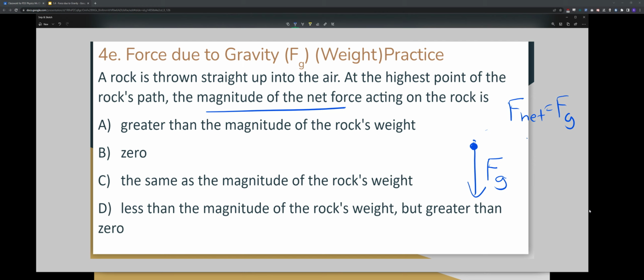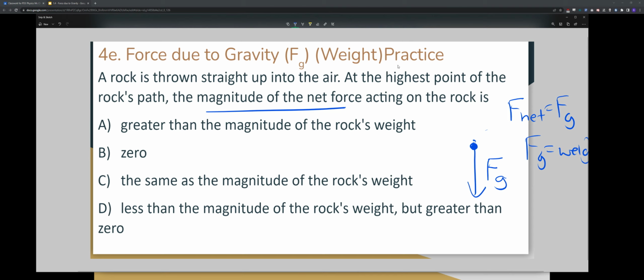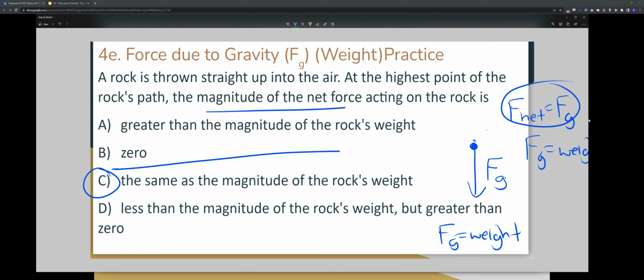And again, force due to gravity is another name for weight. So if your net force is your force due to gravity, then the magnitude of your net force is literally the same as the magnitude of the rock's weight.